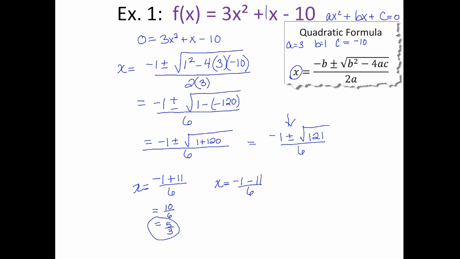That'll be my first x-intercept. And here I'm going to have negative 12 over 6, which simplifies to negative 2. So that is my second intercept. So I should see intercepts when I graph this equation at 5 over 3, 0, and negative 2, 0. So let's take a look at how this would be if I graphed it.